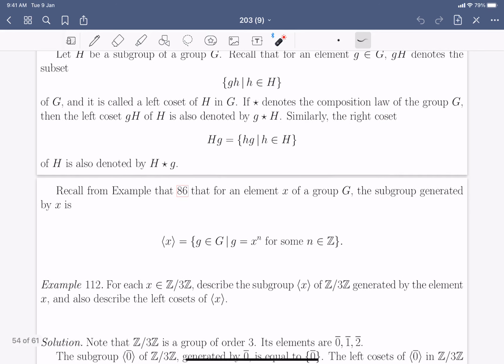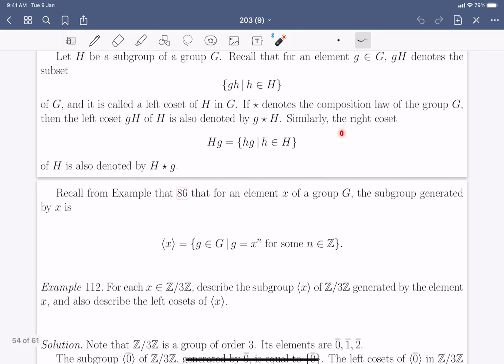Okay. And sometimes you may get to see that this is denoted by H dot g or maybe g dot H, something like that. That's fine. This is just to indicate the compositional law of the underlying group. For instance, if the compositional law of the group is denoted by the symbol star, then sometimes Hg is denoted by H star g, and similarly gH is denoted by g star H, etc. Okay.